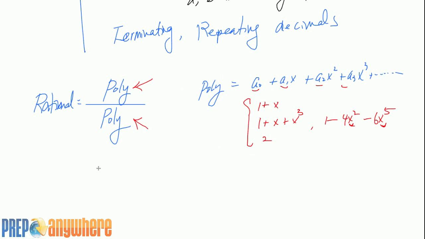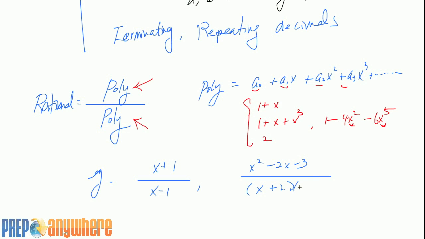So here's a full example of a rational expression. Let's say x plus 1 over x minus 1. That's a rational expression. Let's have x squared minus 2x minus 3 over x plus 2 times x minus 5. That's also a rational expression. Now, this one here, you guys know that if you expand this, it'll look like a polynomial. So this is again a polynomial divided by a polynomial. Anything that looks like this is a rational expression.